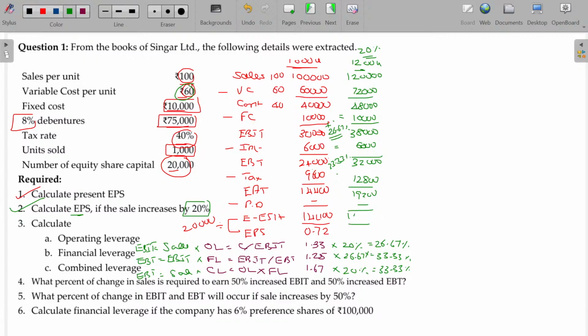Earnings available to the equity shareholders 19,200. Number of shares being 20,000. So if I divide this by 20,000, then 0.96. Right. So if I ask you the question, if the sales increases by 20%, what could be the change in EPS? Okay. Can you guess? If the sales changes by 20%, what is the change in EPS? The formula you apply for finding the change in EBT, the same will apply.